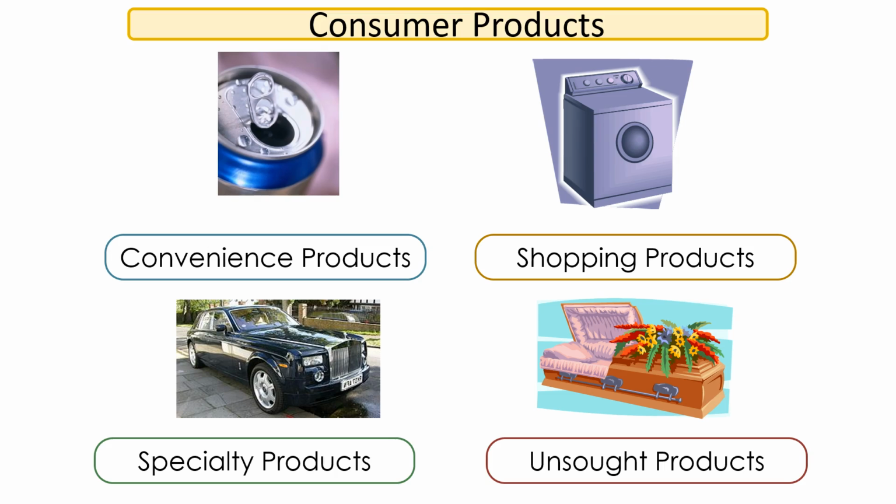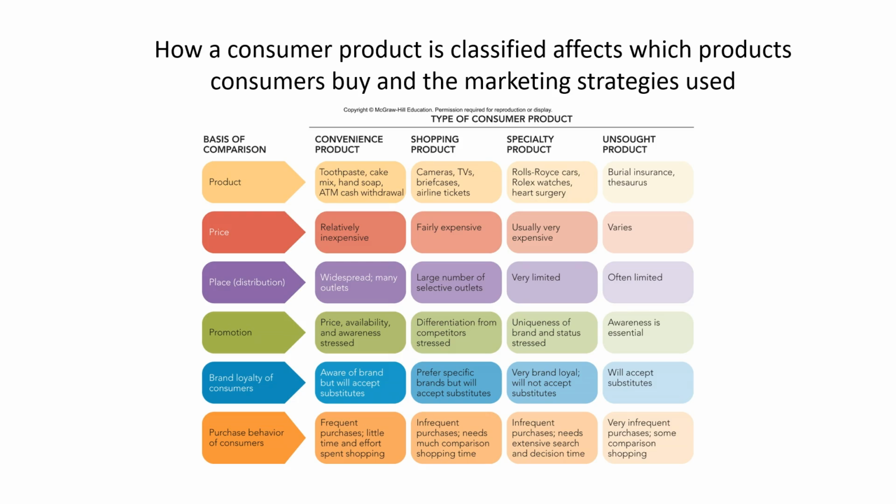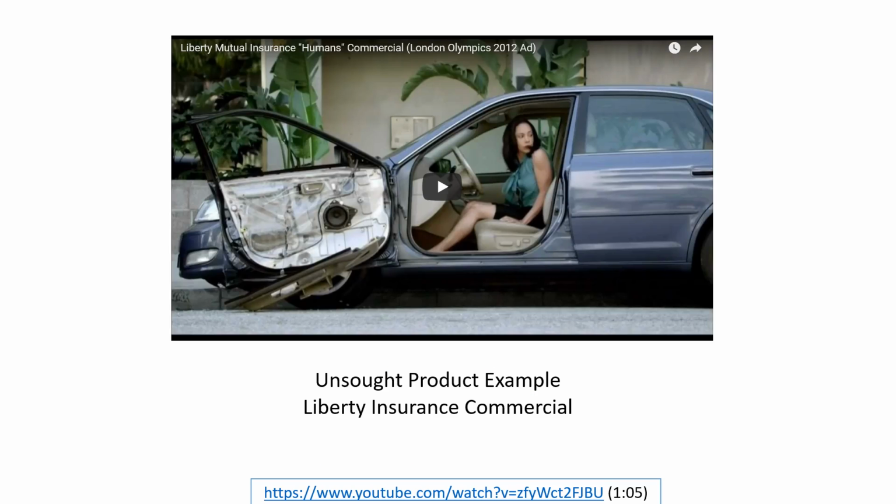and how that might help. Here's a handy chart the book supplies that shows how the different classes of consumer product may impact the marketing mix. Just as a fun video, insurance is an example of a regularly unsought product, where customers just don't want to actually think about or buy this. So let's discuss. Why make such a commercial? What might their objectives be?